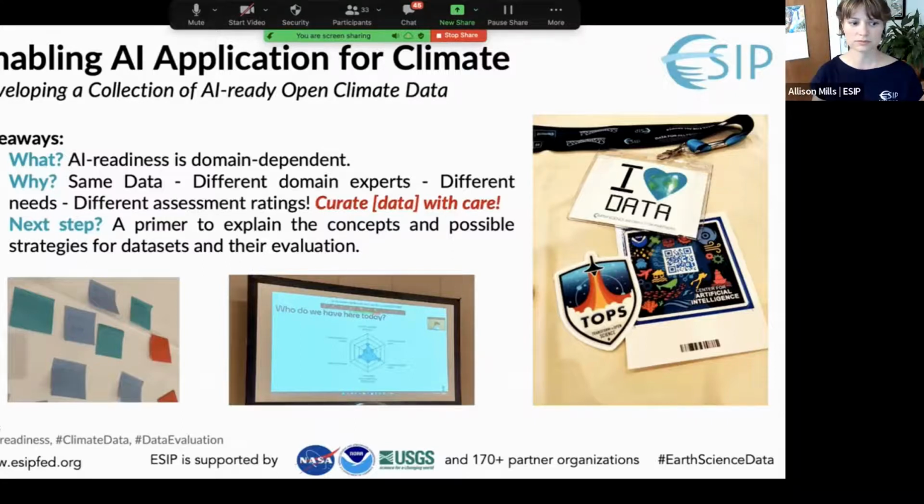This also means that a much needed next step is to design a primer to explain the concepts and possible strategies for datasets and their evaluation.